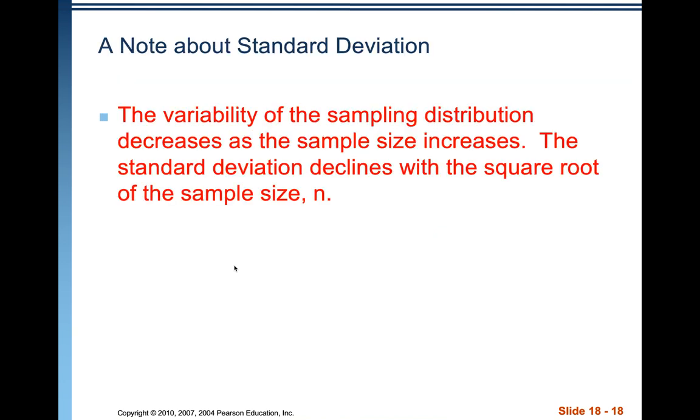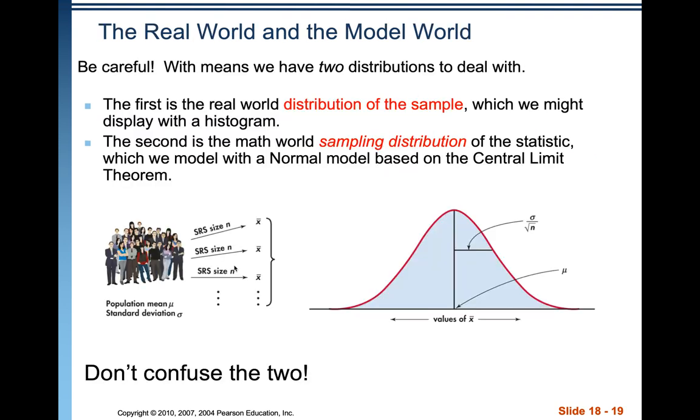So the variability of this sampling distribution decreases as the sample size increases. In fact, it declines with the square root of the sample size n. So if you wanted to divide the standard deviation in half, you would need to use 4 times whatever sample size you've been using previously, because the square root of 4 is 2. Okay, so again, be careful.